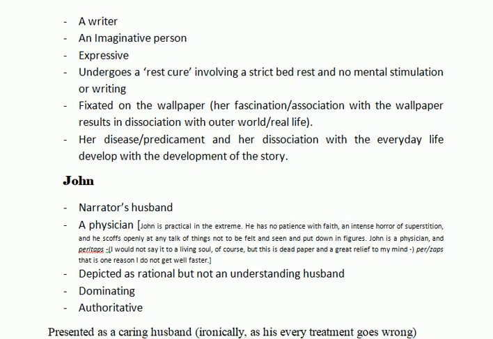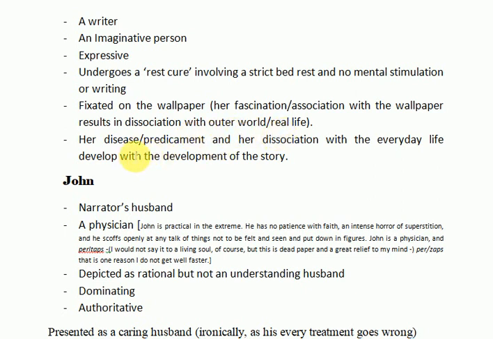And in fact, if we go through the biography of the author Charlotte Perkins Gilman, we see that she also had undergone this rest cure treatment, and most probably that was the reason that she had included this element in the present story too. So this is indicative of the autobiographical implications of the story. And the narrator was fixated on the wallpaper, and her fascination with the wallpaper results in her dissociation from the outer world and from real life.